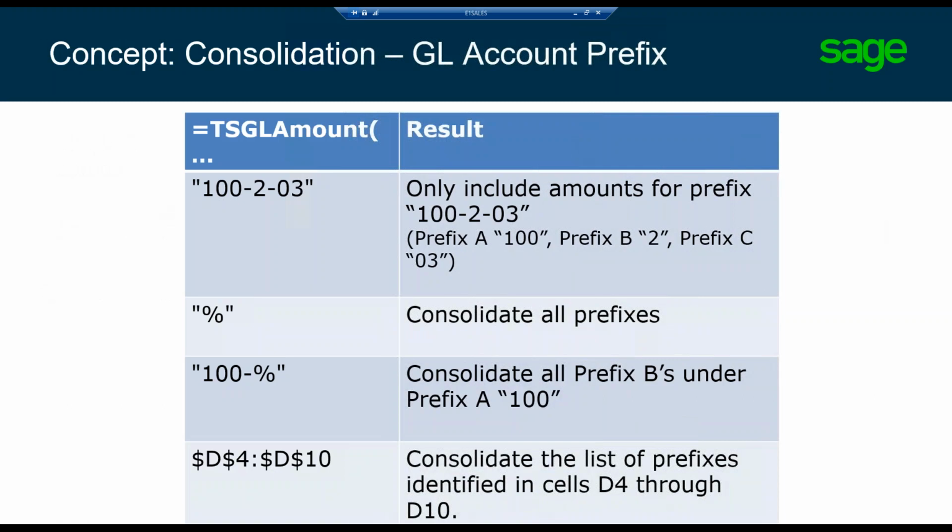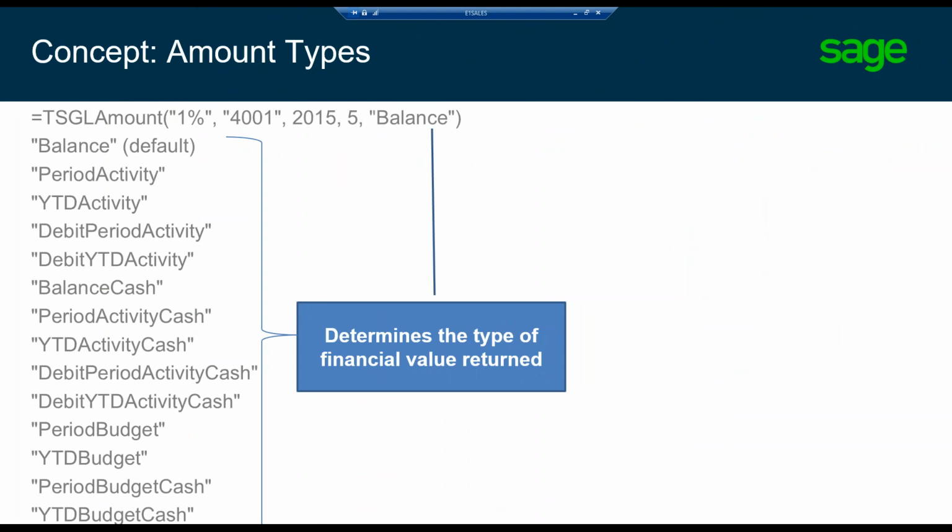So here are some other examples of what you could do from a consolidation, just to showcase what you could potentially pass the function. So just think of this as an Excel function, because it is an Excel function. It just is a really powerful one that's Sage-centric. Here, the concept of the types of amounts, the different types I can pass.